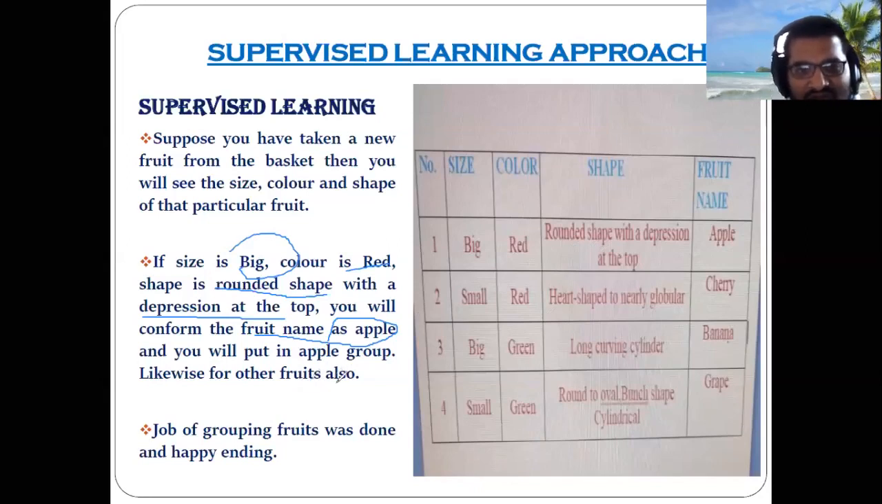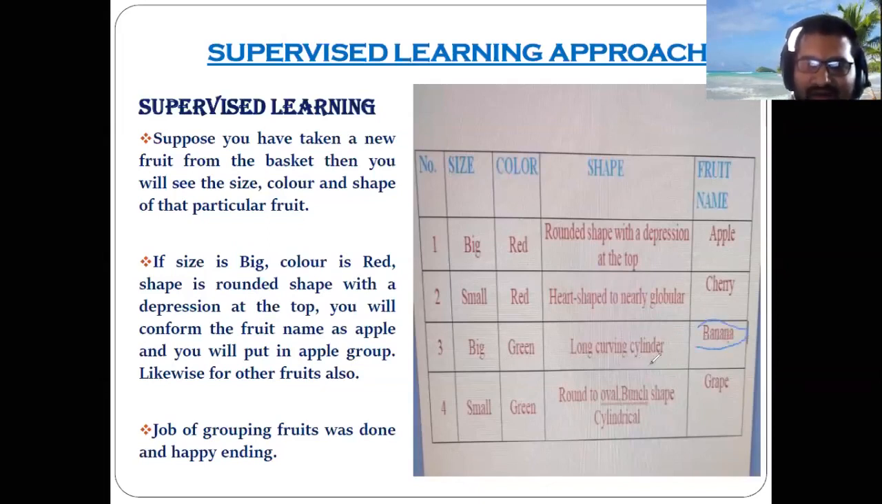Likewise, you will do it for the other fruits also. And accordingly, you can do the grouping of the fruits. If the size is small, color is red, heart shape to nearby globular, that kind of fruit is what? Cherry. If the size is big, color is green, long curving cylinder, the name of the fruit is what? Banana. If the size is small, color is green, round to oval bunch shape, that fruit name is what? Grapes. So that is nothing but the job of grouping.